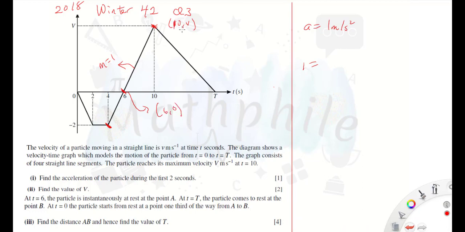Are you getting me, please? So change in y over change in x. Change in y is going to be v minus 0, and change in x is going to be 10 minus 6. Then if you do your manipulation, you should get v equals 4. Yeah, v is equal to 4. Is that okay, please?